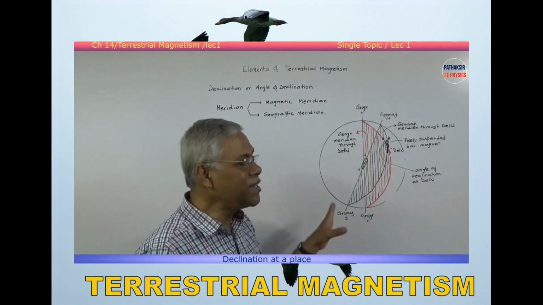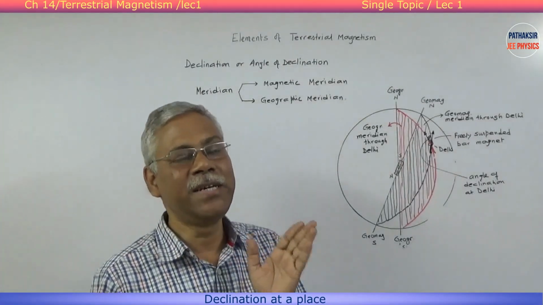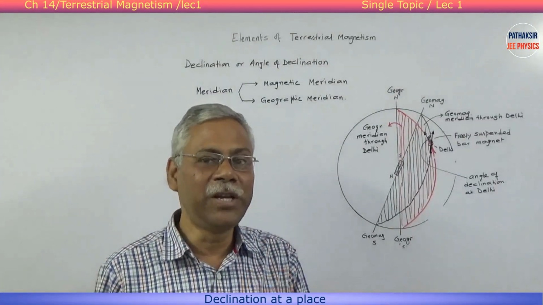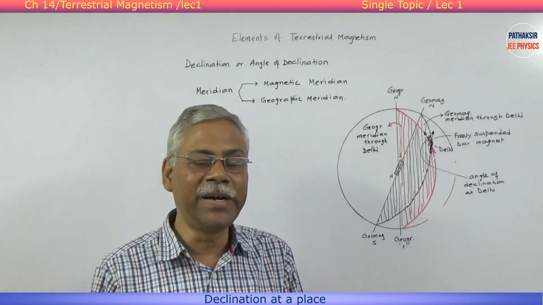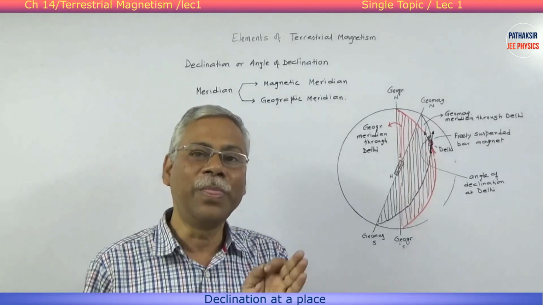So, what is the declination of a place? It is the angle between the magnetic meridian and the geographic meridian passing through that place.